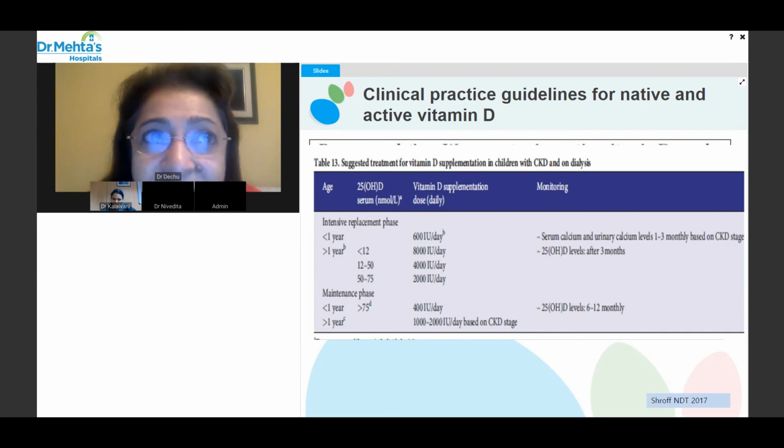So we keep them on ACE inhibitors if they have proteinuria and hypertension, even though their anemia may be a little more difficult to control, and even though their GFR may be slightly low. But again, like I said, our threshold to stop ACE or ARB is if there's more than 10% decline in your GFR, or if they're close to requiring dialysis.